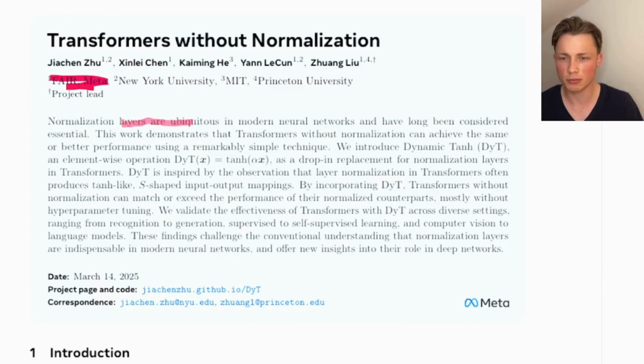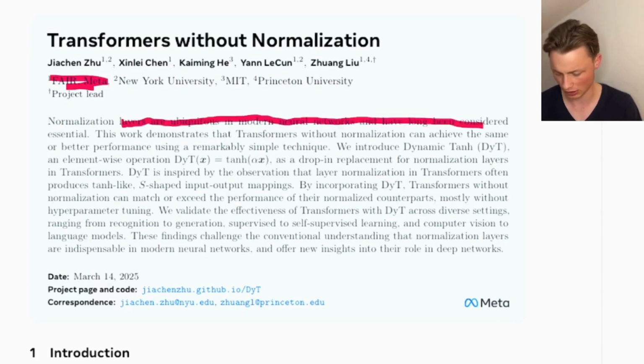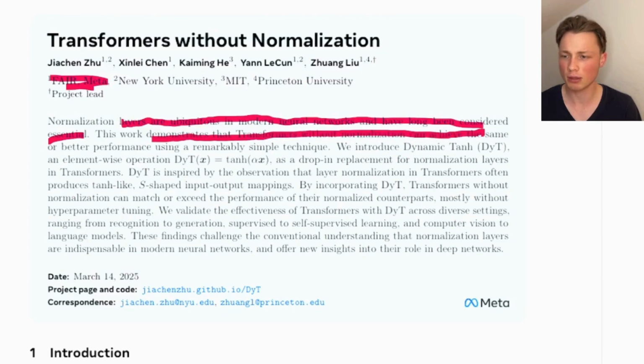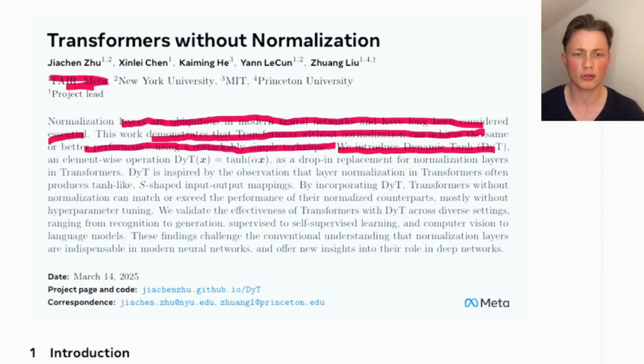Normalization layers are ubiquitous in modern neural networks and have long been considered essential. This work demonstrates that transformers without normalization can achieve the same or better accuracy using a remarkably simple technique. We introduce Dynamic Tanh. So what does it mean? They say that normally we always use normalization layers, since always.